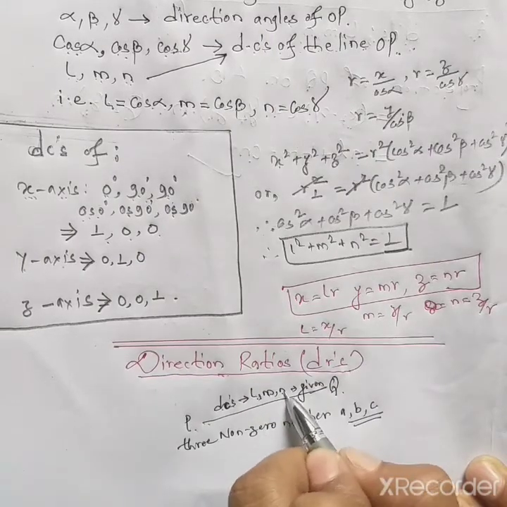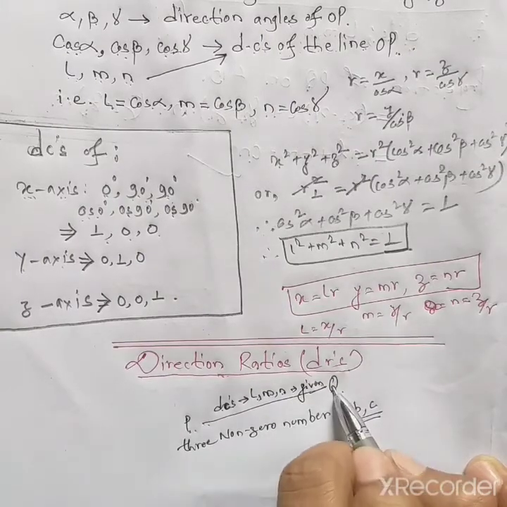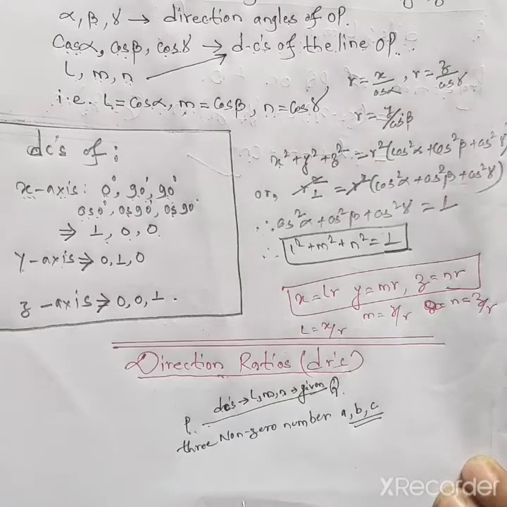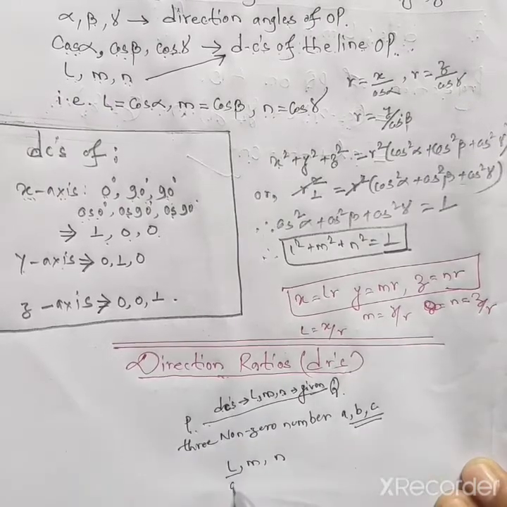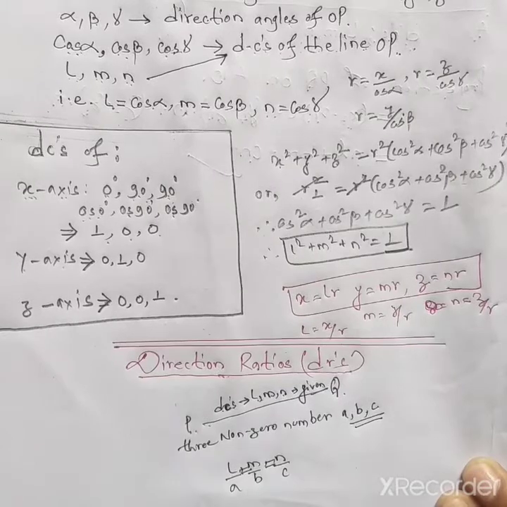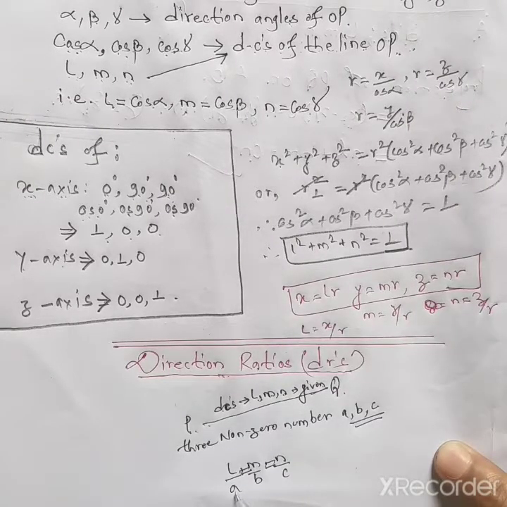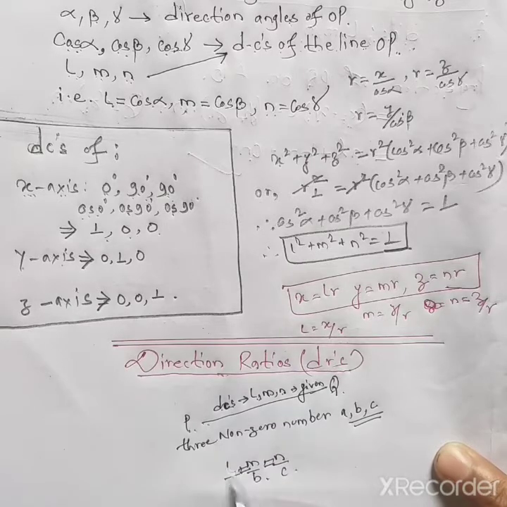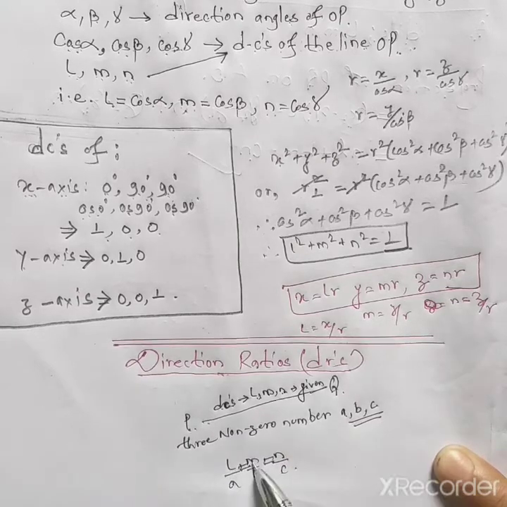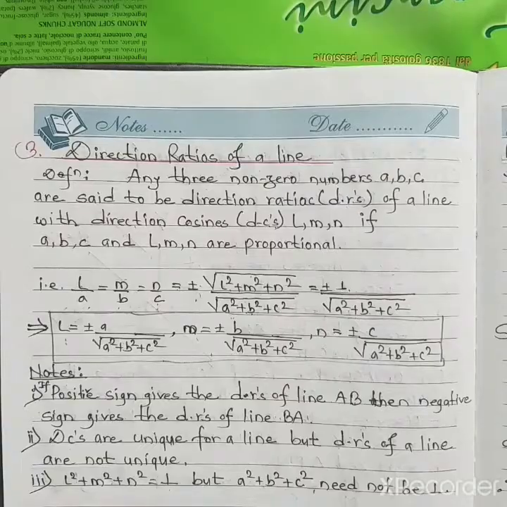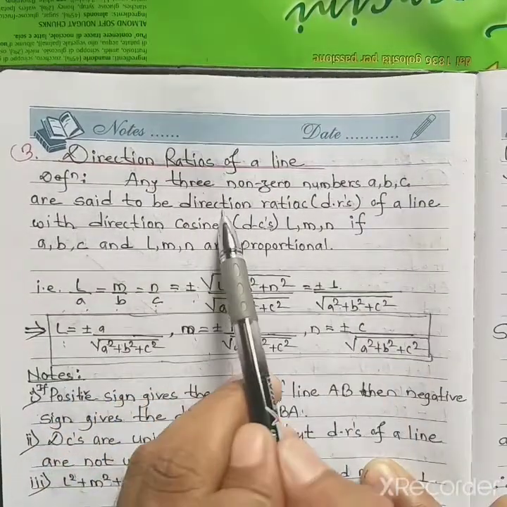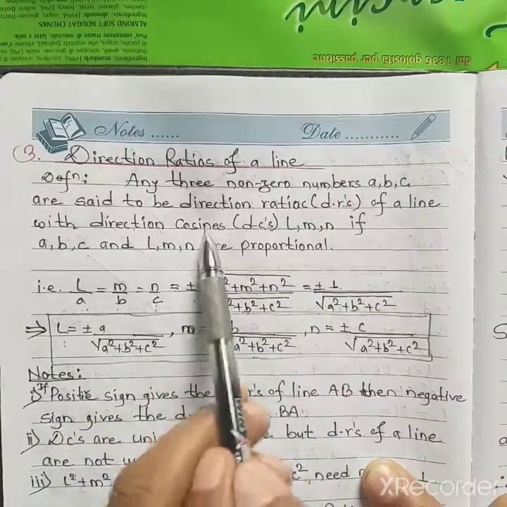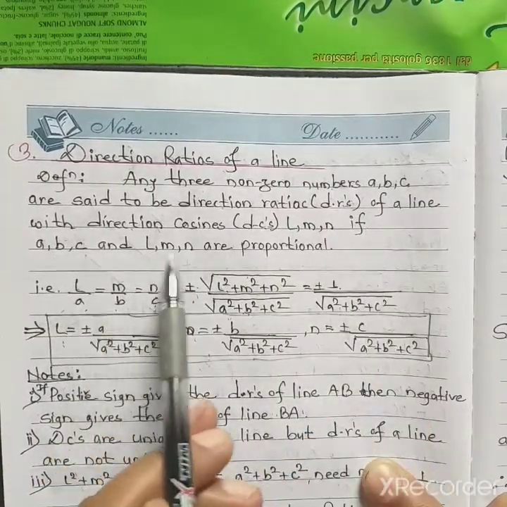If l, m, n are the direction cosines of PQ, then the direction cosines l, m, n and the direction ratios a, b, c are proportional. So these three non-zero numbers a, b, c are said to be the direction ratios of the line PQ if l, m, n are the direction cosines and l, m, n and a, b, c are proportional. So here is the definition of direction ratios of a line: any three non-zero numbers a, b, c are said to be the direction ratios (DRs) of a line with direction cosines l, m, n if a, b, c and l, m, n are proportional.